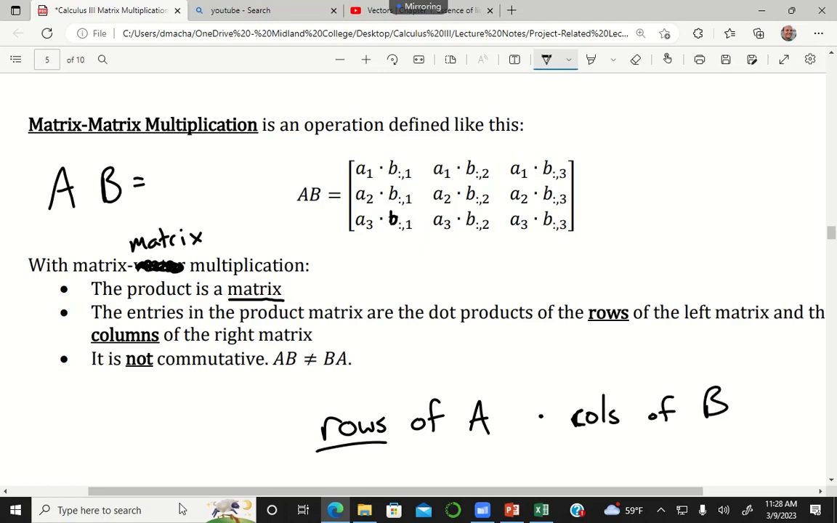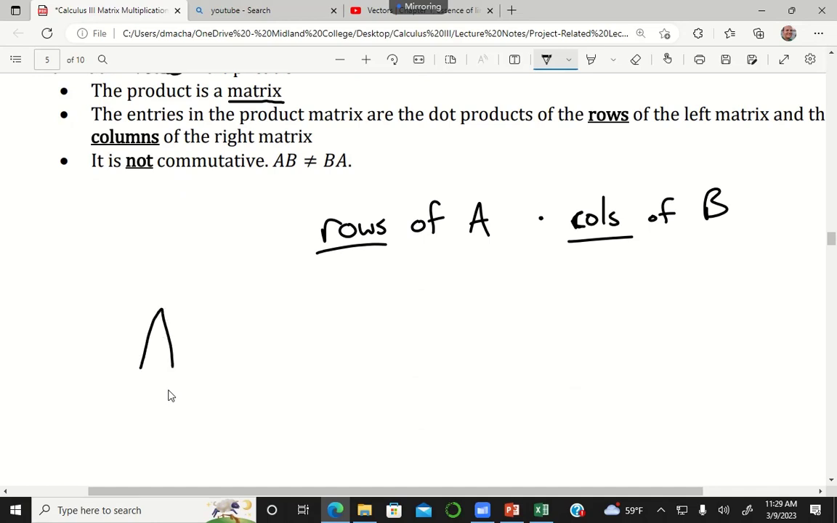Since I'm dotting the rows of A with the columns of B, matrix multiplication is not commutative. If I write the matrix A times the matrix B, that gives me some product matrix. And if I write the matrix B times the matrix A, that gives me another product matrix. And these are not the same. So this is not commutative multiplication, which is weird because normally multiplication is commutative. Normally you can say 3 times 5 equals 5 times 3. But in the case of multiplying matrices, it is not commutative.